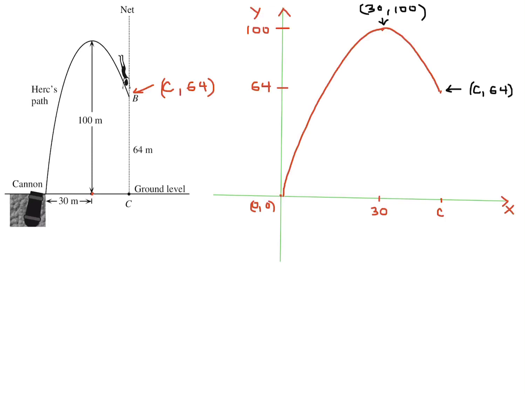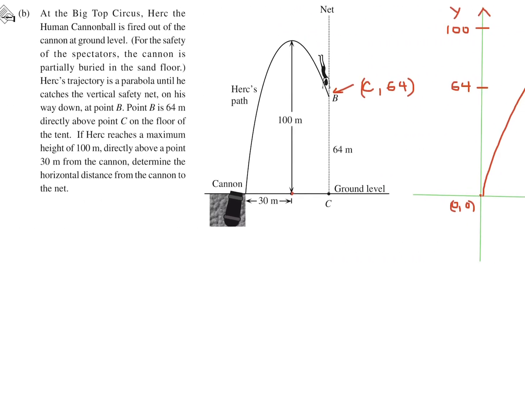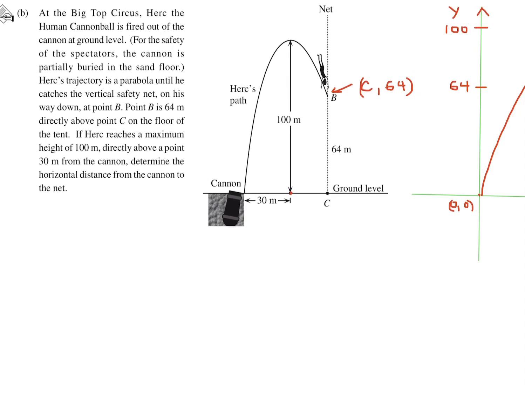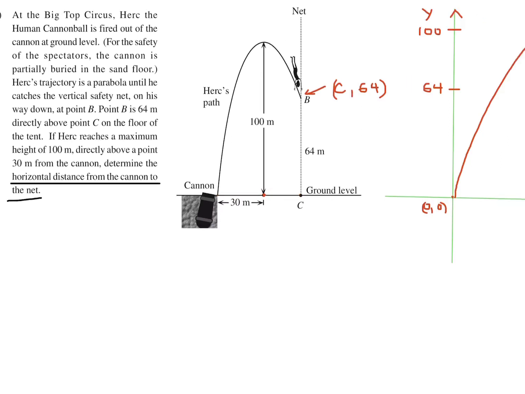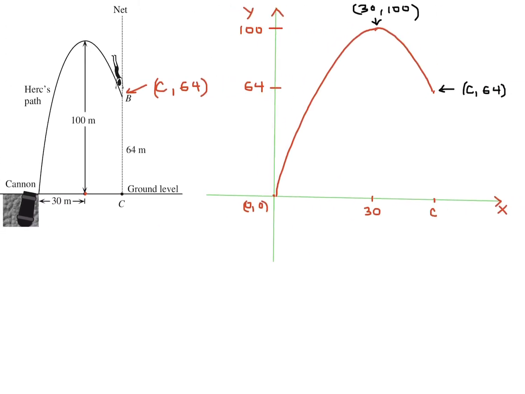Now, what is it that they're asking? What do we want to figure out? Determine the horizontal distance from the cannon to the net. So this is the net right here, and this is the cannon. So they want you to figure out this distance right here. Basically, the C coordinate on our graph. So they want you to figure out the distance right here from the origin to the C coordinate. So I will basically write, find C.